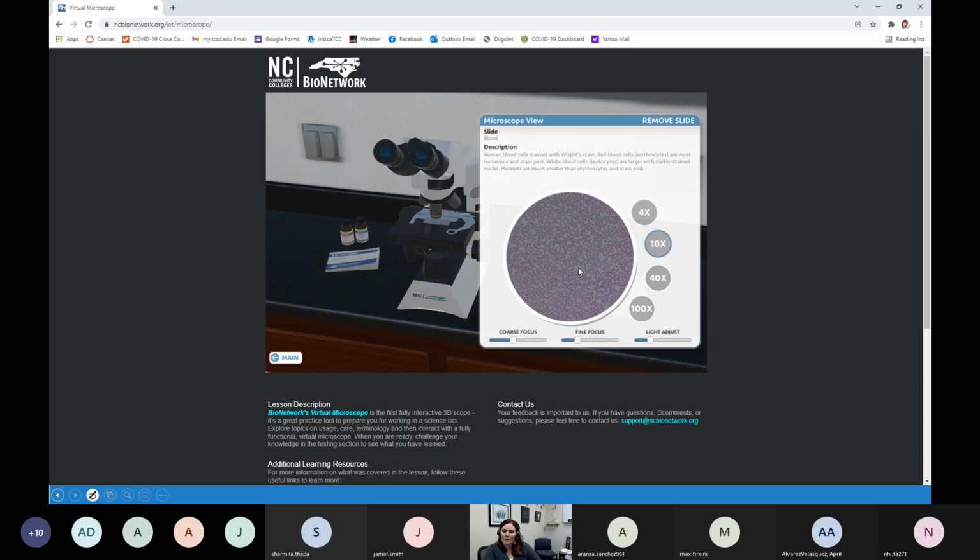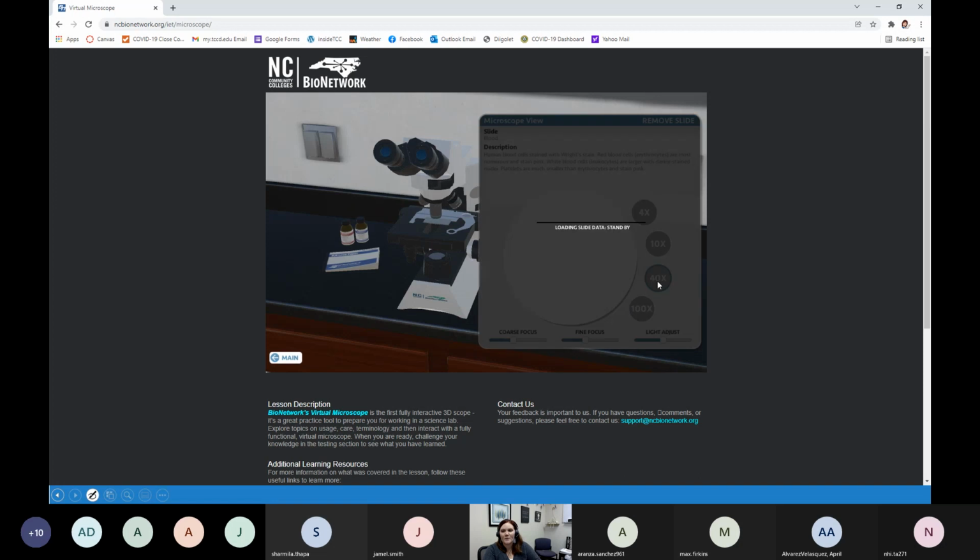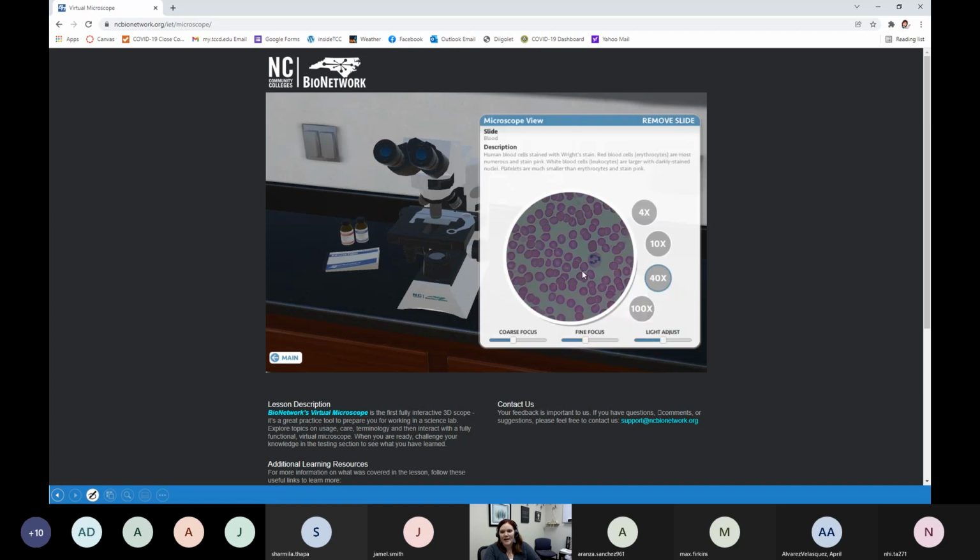Now that I'm in the low power objective, don't touch the coarse adjustment knob, only use that fine adjustment knob. And with this particular slide, I'm thinking, yeah, I might want some more light. Okay, it's still very small. I need to go closer. I'm going to go all the way up to my high power objective. Now that I'm up on my high power objective, I'm going to give it some more light and use that fine focus to get it as crisp as possible.